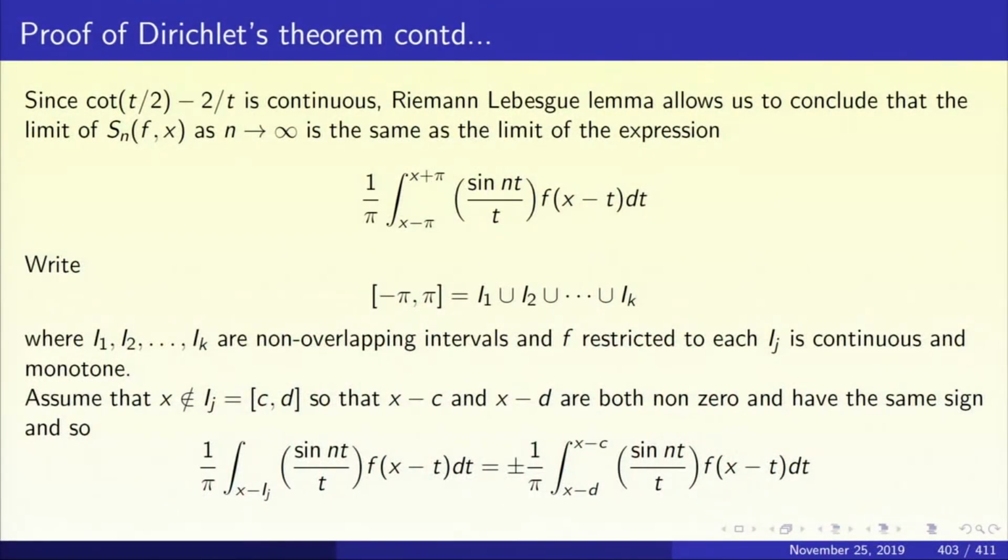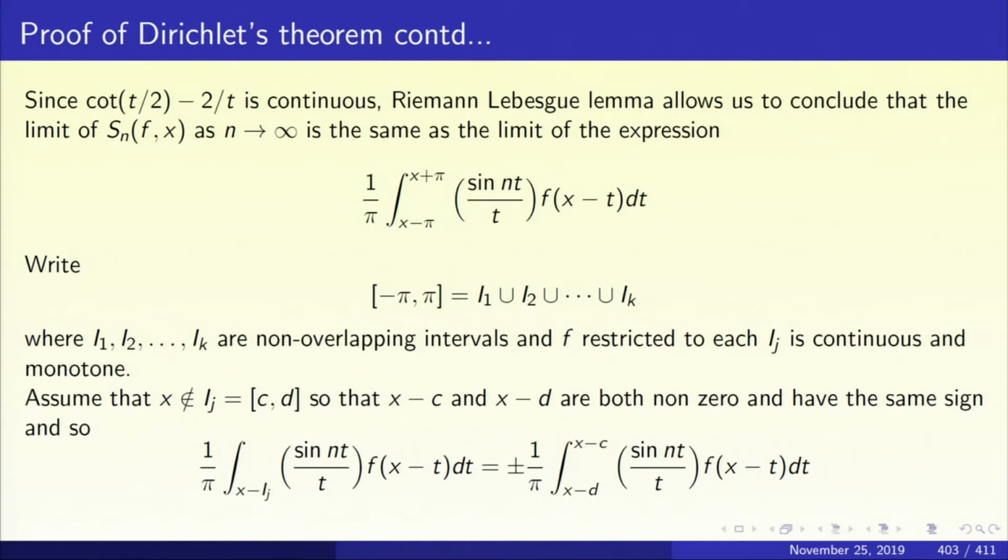Now let us assume that the point at which we are discussing is not in Ij. That point is going to be in exactly one or two of these intervals. If it is in the interior of one of these intervals, it will be only in one of them. Or it may be an endpoint and there may be two adjacent intervals. So first assume that x doesn't belong to the closed interval Ij, and let us call Ij to be c minus d.